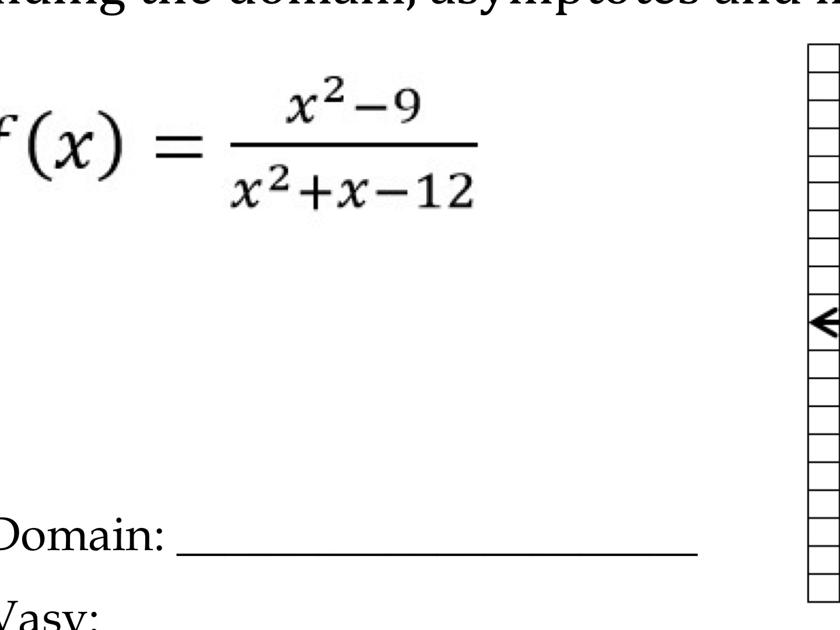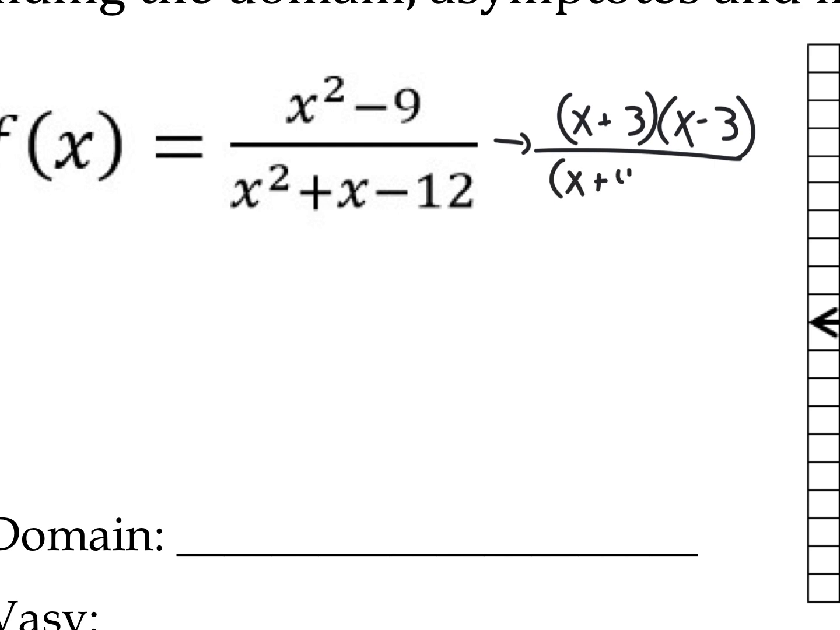All right, always, always, always factor first. Up top, I've got conjugate pairs. Conjugate pairs factors to difference of squares. Down below, numbers that multiply to a negative 12 add up to a positive 1. That would be x plus 4 and x minus 3.